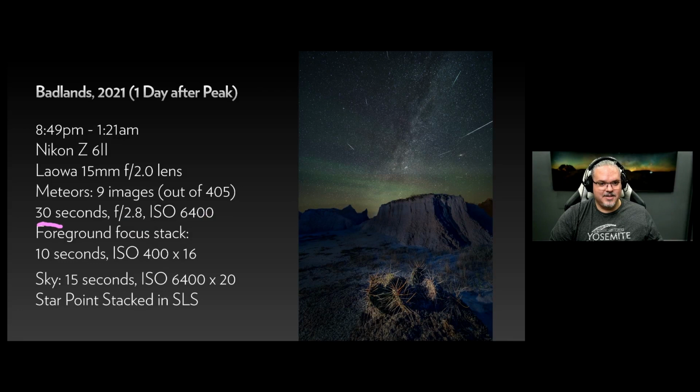Pretty easy, classic, right? And then the foreground focus stack was 16 images at 10 seconds and ISO 400. And this was lit. You could tell it was lit. I had Luxley Fiddle using low level landscape lighting off to the side. And it definitely spilled over here on purpose too, so that I could give structure to the foreground that was similar in color and shadow depth.